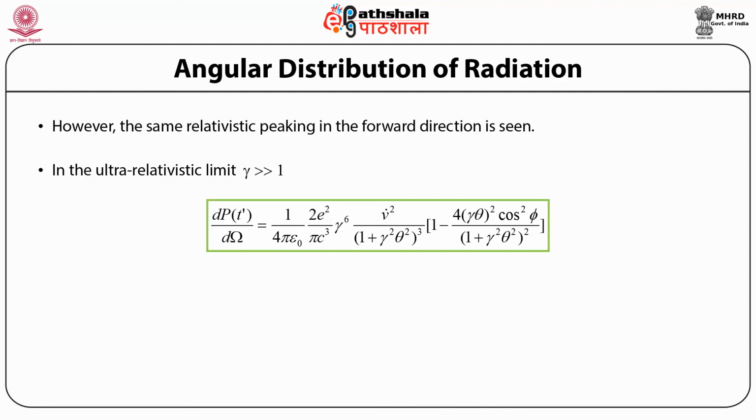The root mean square angle of emission can be obtained exactly in the same way as done before, and is average of theta square raised to power half equals 1 by gamma equals mc square by E, and it is exactly the same as in the earlier case.